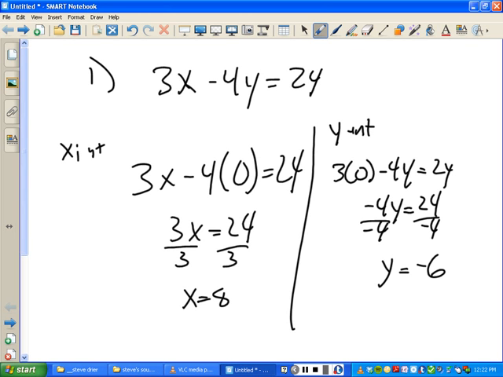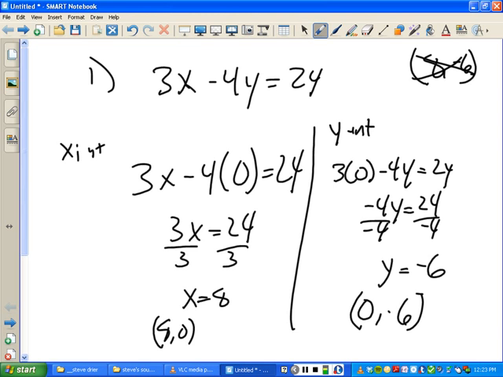Okay. Now, somebody asked me a really good question, and it was, if I take both of those numbers and plug them in, why doesn't it work? I'm not saying that 8, negative 6 is a solution. What I'm saying is that individually (8, 0) is a solution and (0, negative 6) is a solution. I'm not saying that collectively they form a solution. Independently they form solutions.